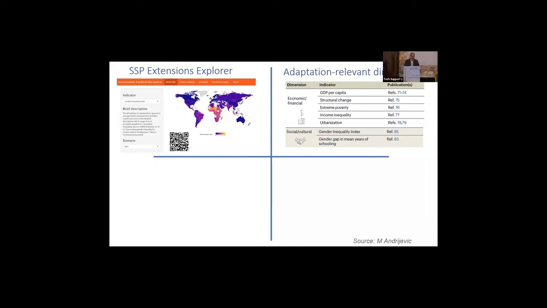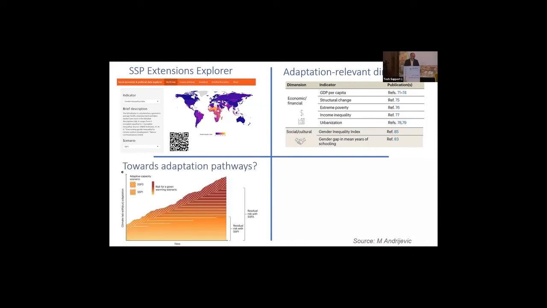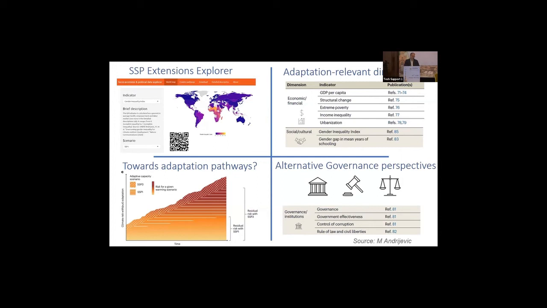So a lot of information which is adaptation relevant and might help us to perhaps go the next step in the integrated assessment community to include adaptation into the scenarios, including the limits of adaptation and dependent on different determinants of the adaptation capacity. In this database, which is spearheaded by Marina Andrejevic, we have also further information to include different alternative governance perspectives and increase the resource for the community to include basically those dimensions. And this is where I want to stop.